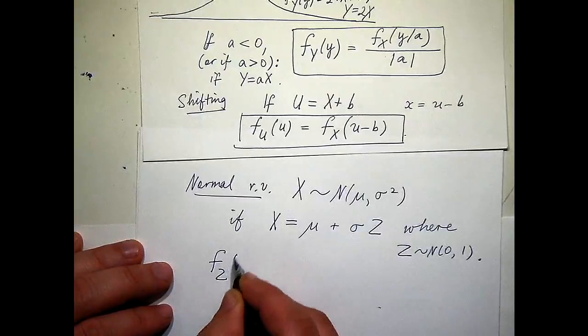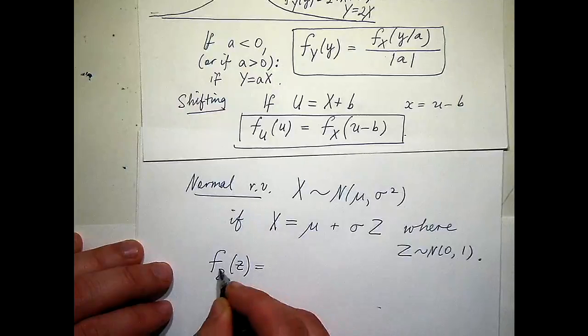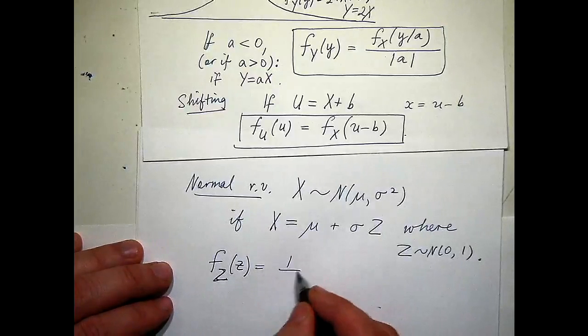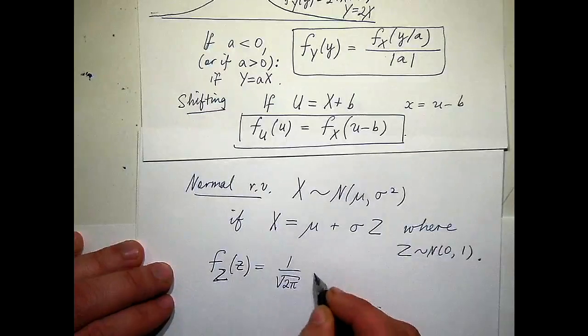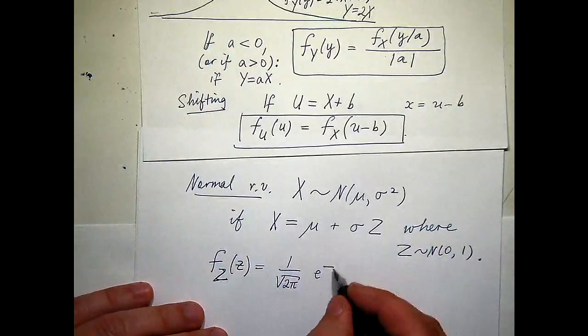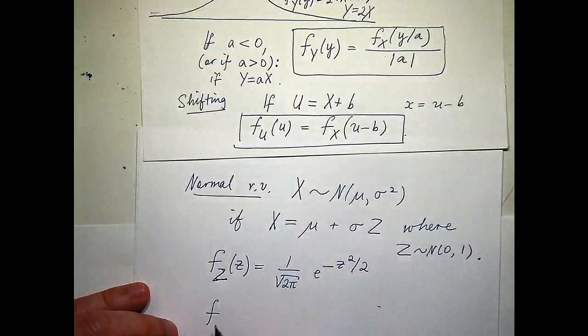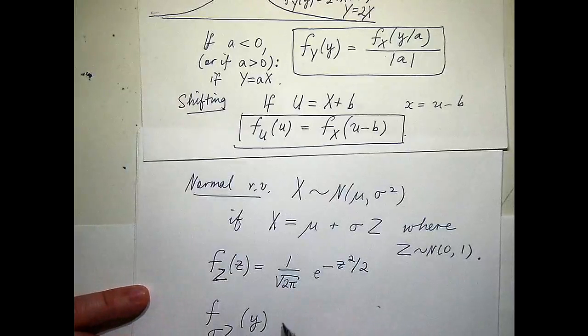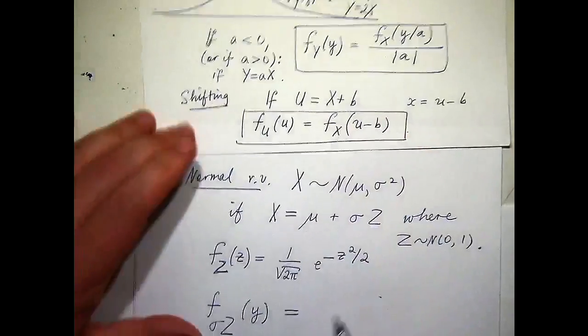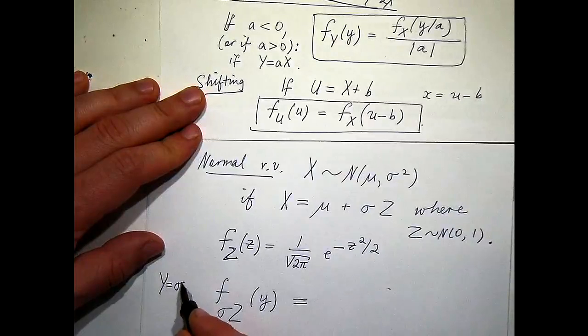So for sigma z, we know that f_Z of z, if we just start with the standard normal, we already know this one: 1 over root 2 pi e to the minus z squared divided by 2. Same thing for sigma z, so I'm just imagining y equals sigma z, we have to use the formula for scaling.